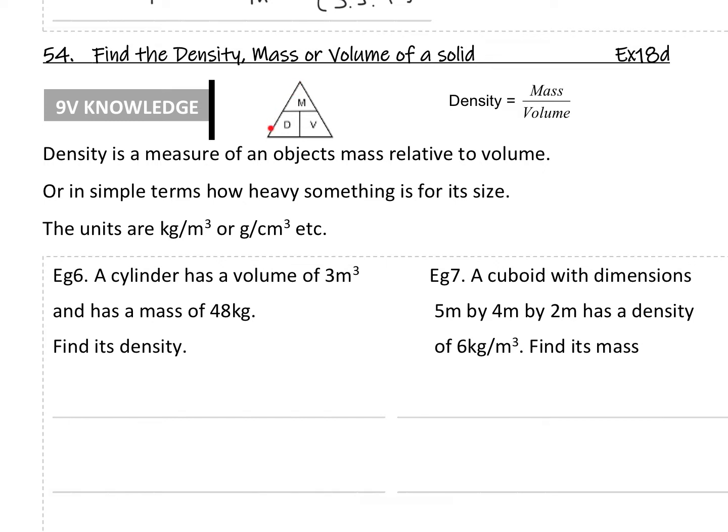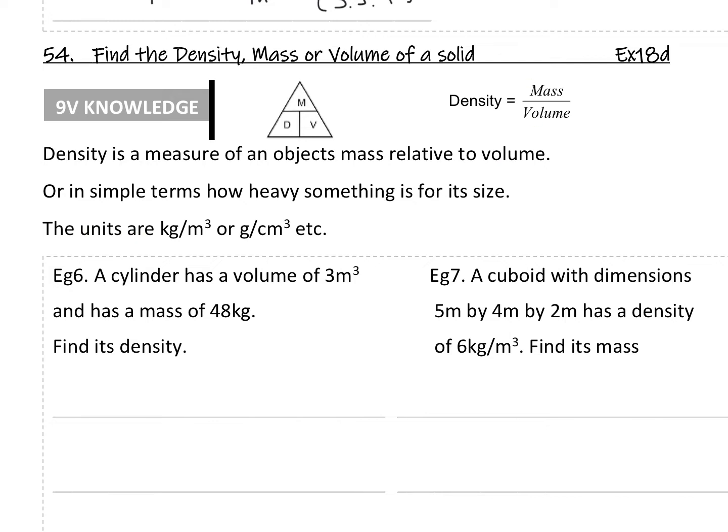We've got here a triangle which helps you to find out density, mass, and volume if you know the other two variables. The definition of density is its mass divided by volume. Density is a measure of an object's mass relative to volume, or in simple terms, how heavy something is for its size. So how heavy, its mass, relative to, or divided by, its size, its volume. So density is mass divided by volume.